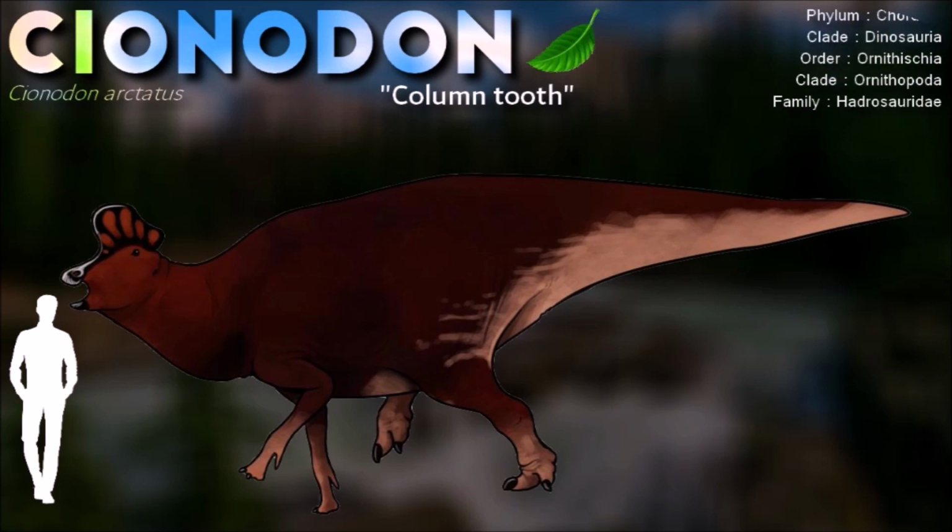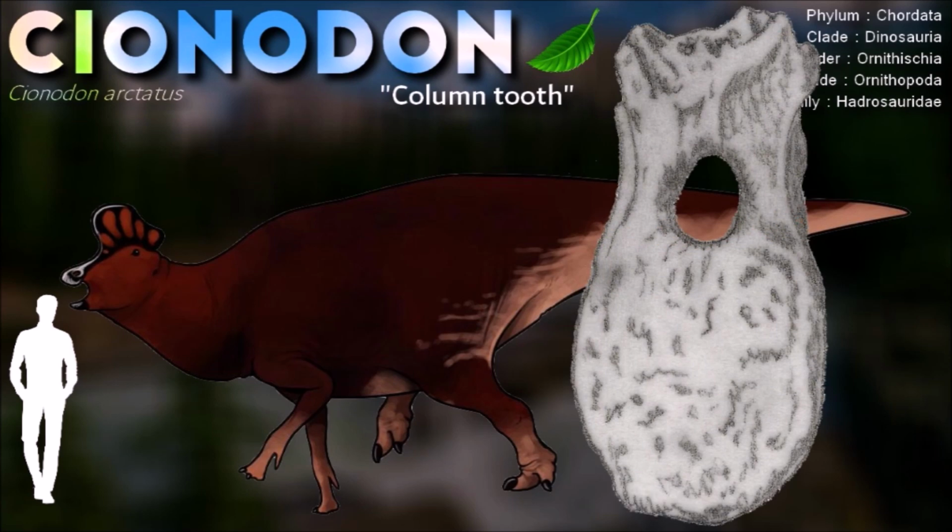Cionodon is a dubious genus of hadrosaurid dinosaur because, like the Polyonax, it is based on very fragmentary remains.